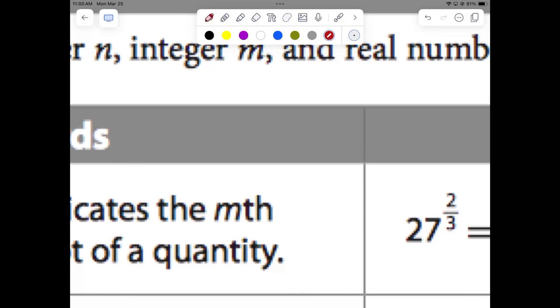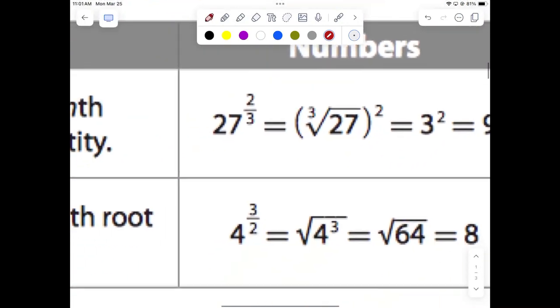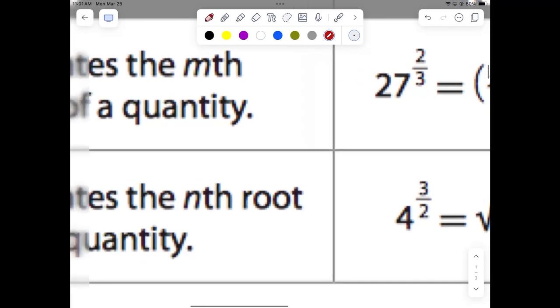What's the cube root of 27? 3. What's 3 squared? 9. Guess what the answer is? 9. Yeah. The answer is 9. See? We grouped it that way. It's 9. All right. What about 4 to the 3/2?